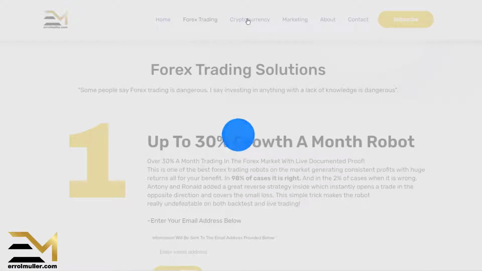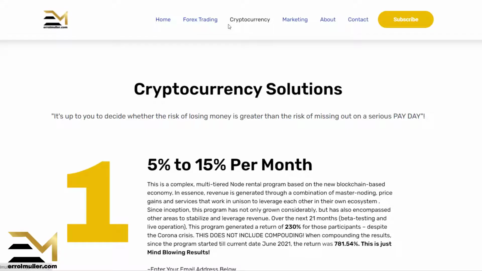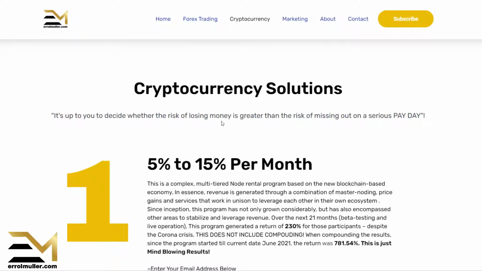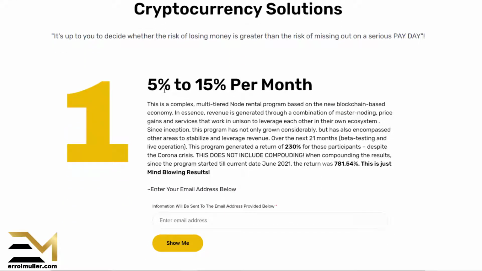Next, cryptocurrency. So the program that we were on just now that I showed you with a compound interest, this is where you will get access to that. So where it says 5 to 15% per month, this is number 1. Enter your details, enter your email address, click the show me button, and then you can take it from there.